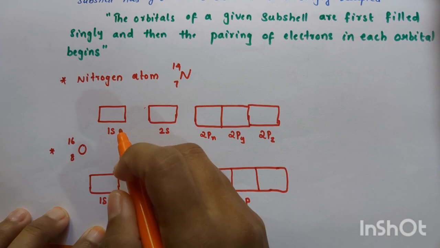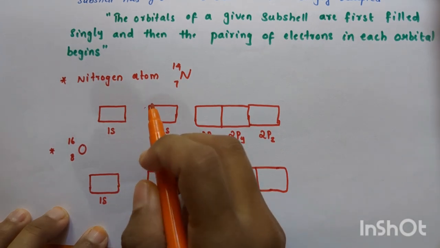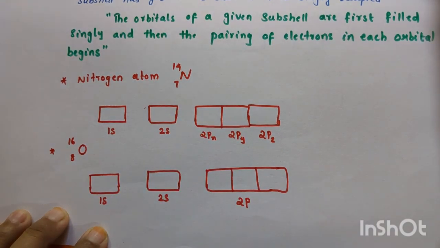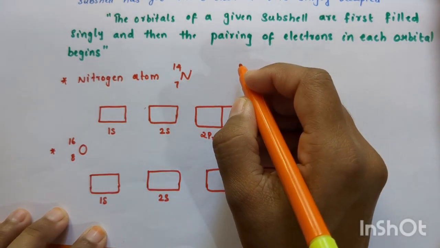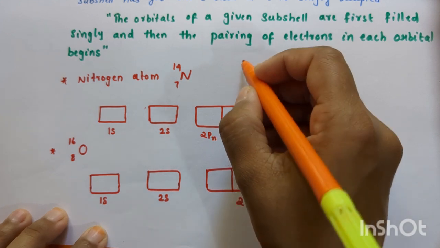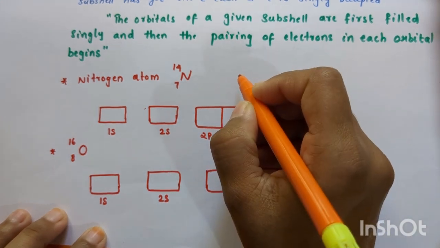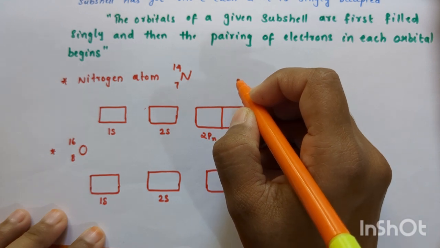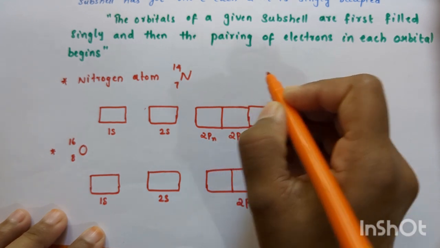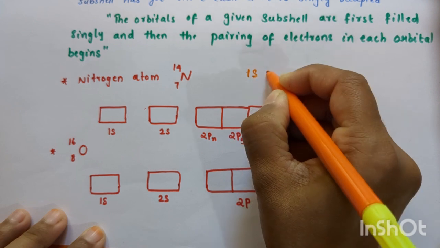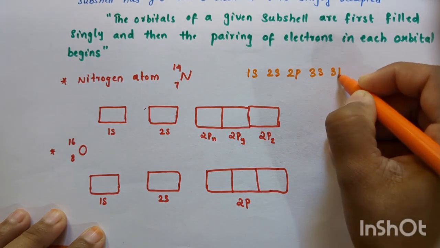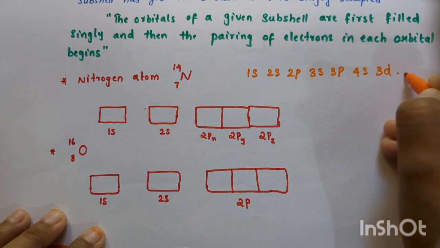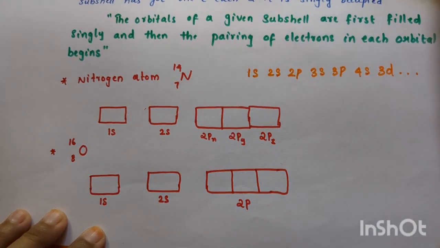Let us see one example. Let us consider an example of filling electrons in a nitrogen atom. For a nitrogen atom, the atomic number is 7. So, its electronic configuration can be written as per the Aufbau principle as well as the Pauli exclusion principle. As per the Aufbau principle, the order of energies of the orbitals is 1s, 2s, 2p, then 3s, 3p, 4s, 3d, etc. According to the Aufbau principle, we have this order of energies of the orbitals.